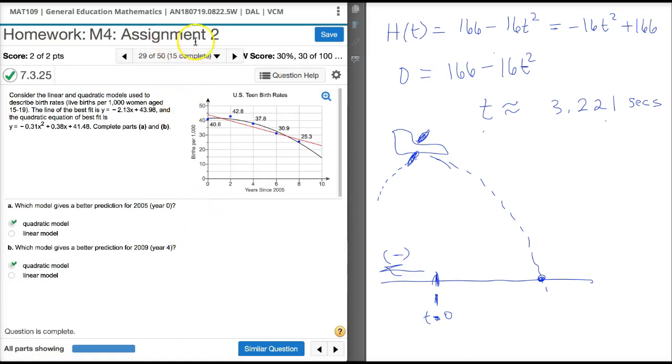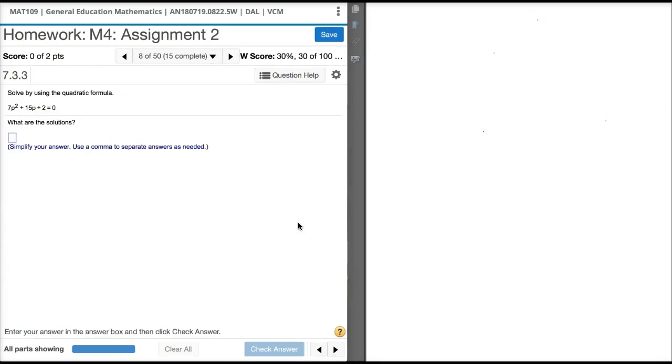All right, so let's jump back now to question number 8, and this will be our final problem for this particular video. For this question, we're asked to solve this quadratic equation by using the quadratic formula. In general, this is a quadratic equation, and we're asked to use this particular formula here.